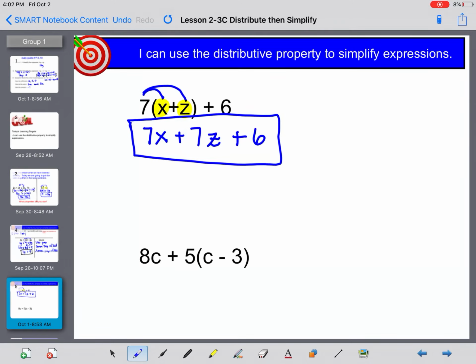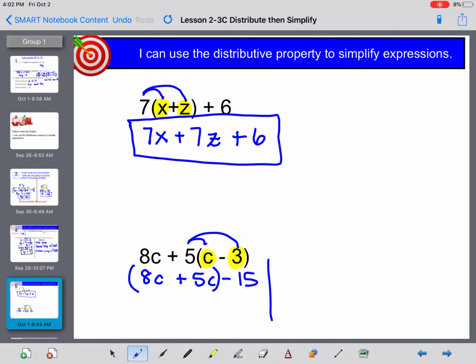All right, in the next example, 8c plus 5 times parentheses, or the quantity, c minus 3. Well, everything in this set of parentheses needs to be multiplied by 5. So 8c plus 5c minus 15. Now I'm going to combine my like terms. My like terms are already by each other.